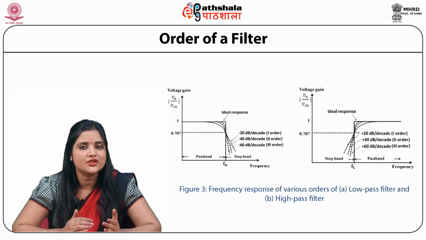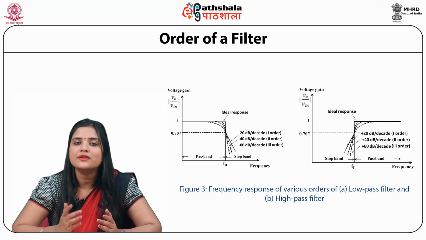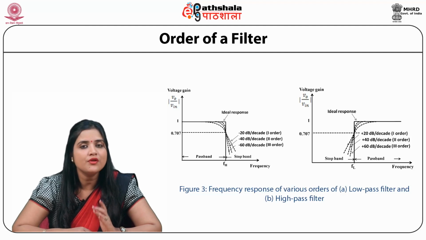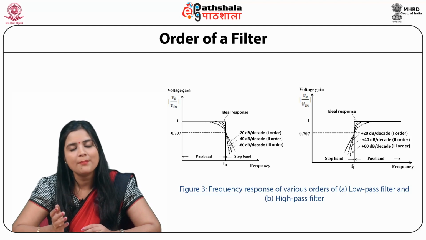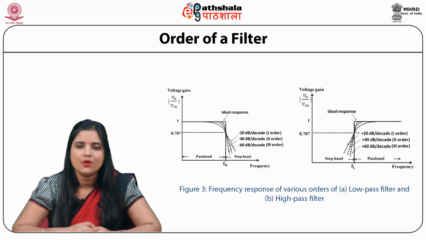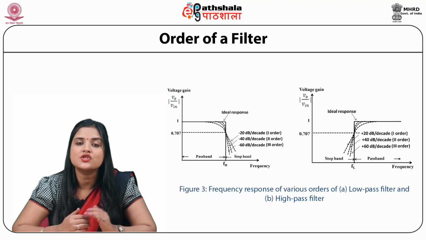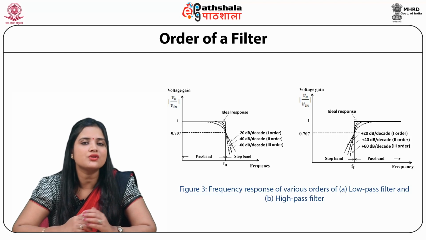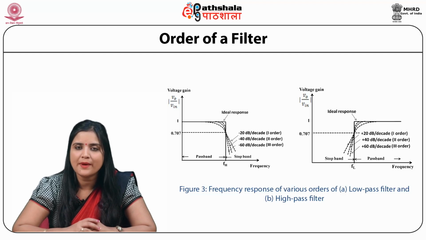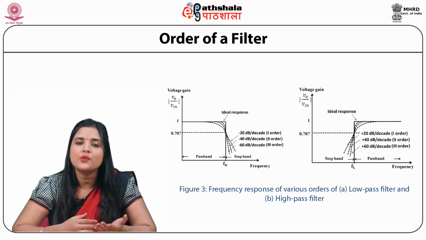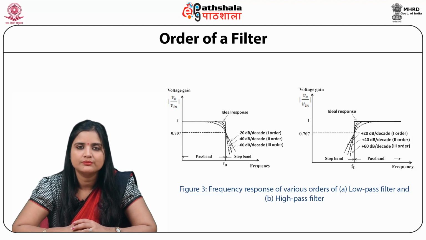The order of a filter is determined by the rate of change in going from pass band to stop band or vice versa. For example, in a low pass filter, for f greater than fH, the filter is called a first order low pass filter if the gain rolls off at a rate of 20 dB per decade.